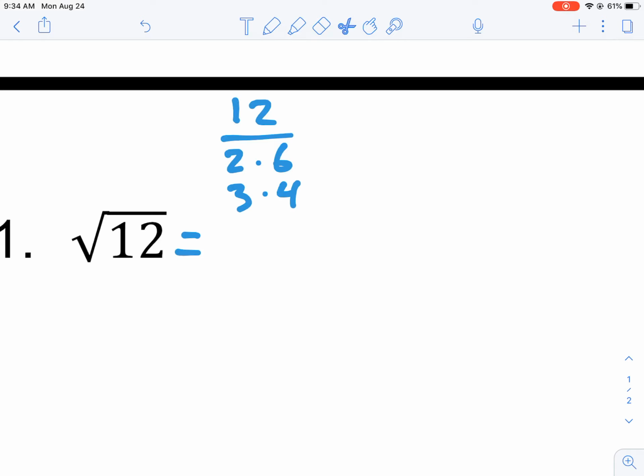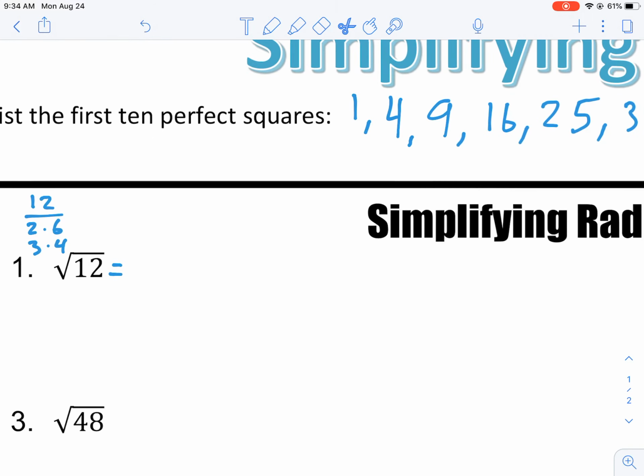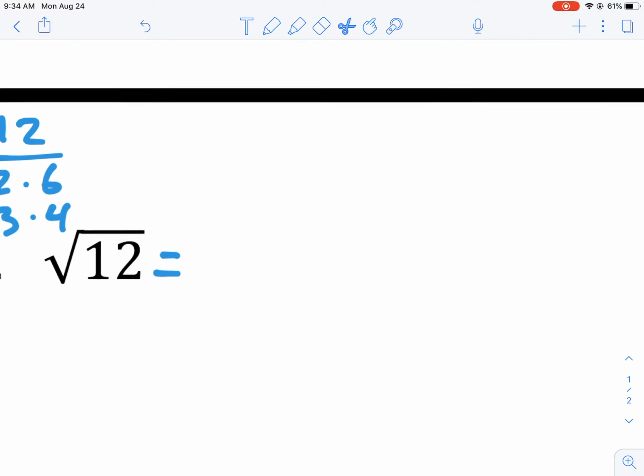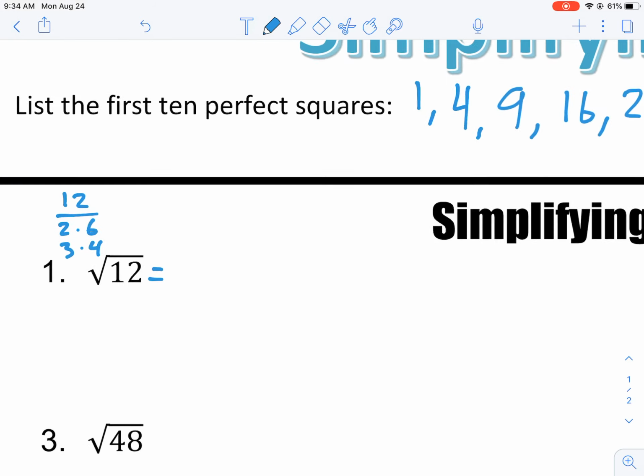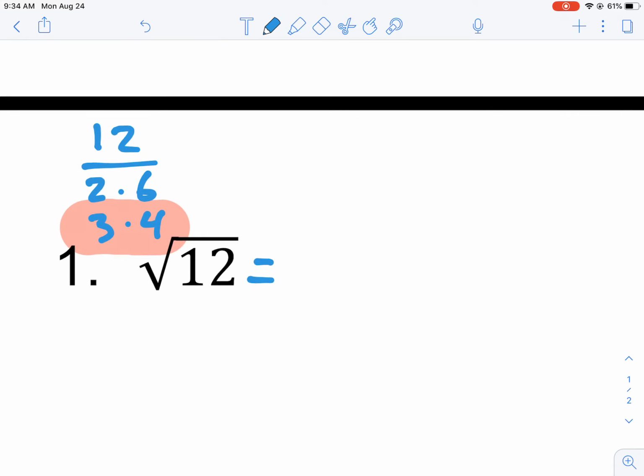So how do we want to break up 12? Well, that's why we listed the perfect squares. You always want to break up 12, or not just 12, any number, using one of your perfect squares. The reason for that is because once you break them up, let's say, neither 2 nor 6 is a perfect square. So 4 is the perfect square. 4 is a perfect square. So we want to break up 12 into radical 4 times radical 3.